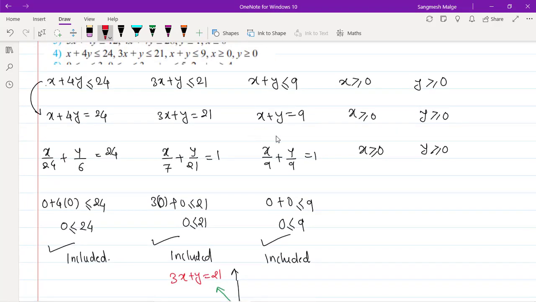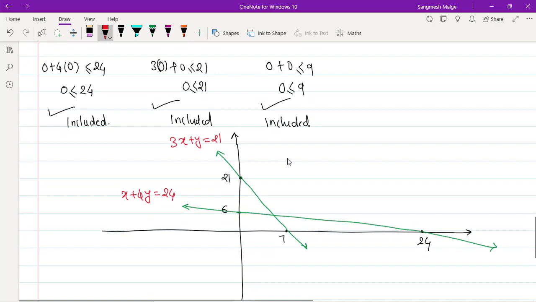Now let's have the next line, which is the 9 points. So let's have the 9 somewhere here and 9 somewhere here. Let's join these 2 points. Great. Okay, cool. So let's name this: x plus y equals 9. This is the third line I get.